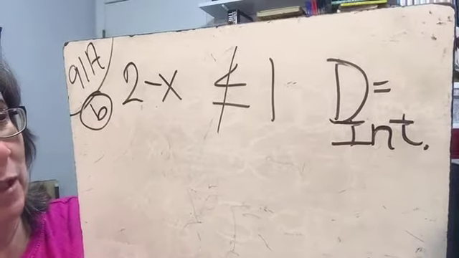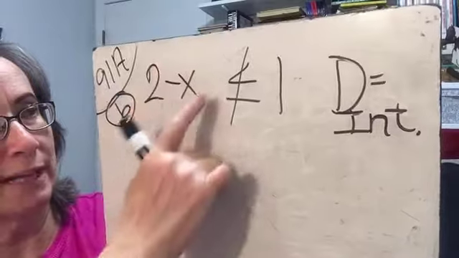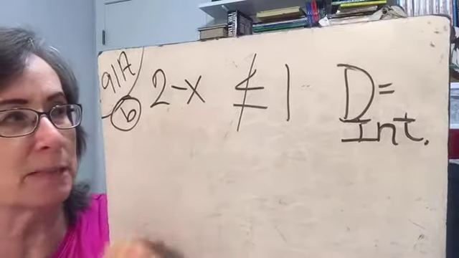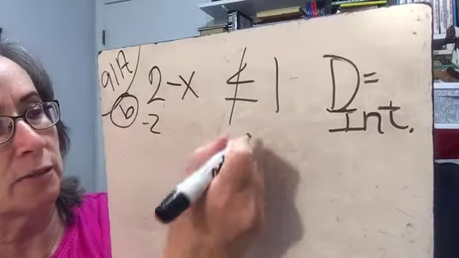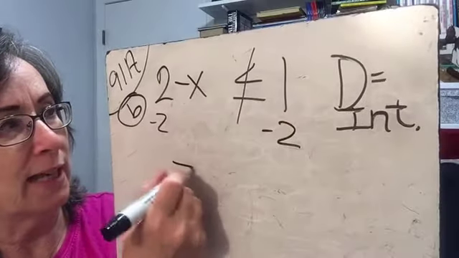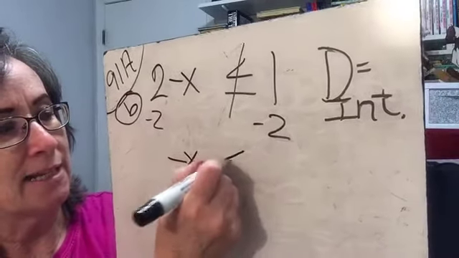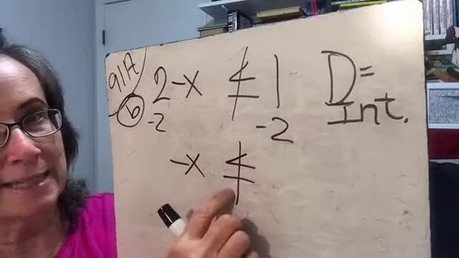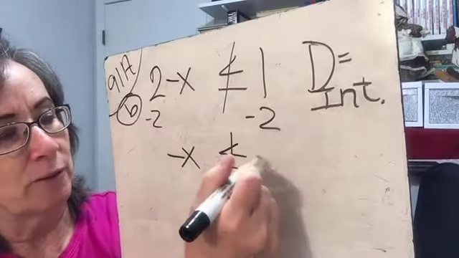Okay, the first thing I'm going to do is get rid of this 2 because I'm trying to get the x. I'm working my way to get the x by itself. So subtract 2, subtract 2. So then we have negative x is not less than negative 1.